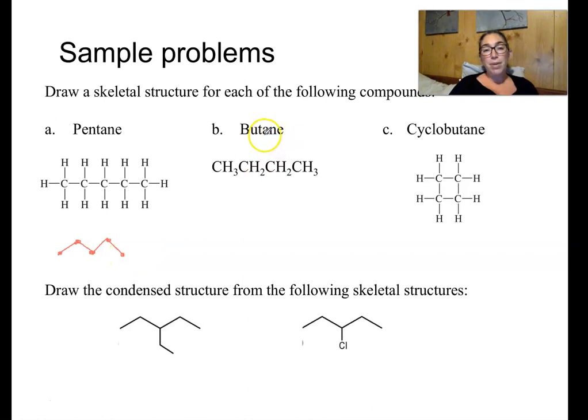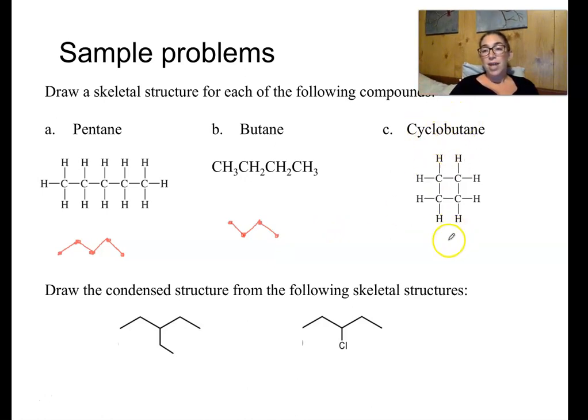Cool. Butane. Here's the condensed structure of butane, which is a 4-carbon straight chain hydrocarbon or alkane. And we're going to draw this one with 4. Now, in this one, I started by moving my line up. It doesn't matter whether you draw your line up first or down first. So for this one, just to make it different, draw the line down. Second carbon, third carbon, fourth carbon. Done. There's the skeletal structure.